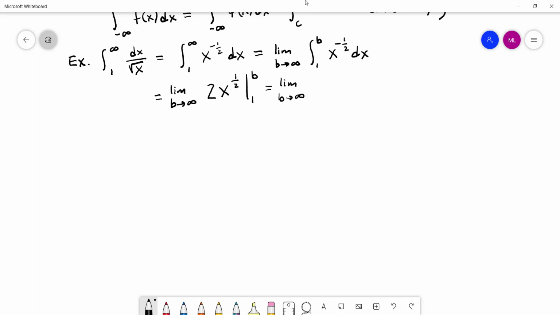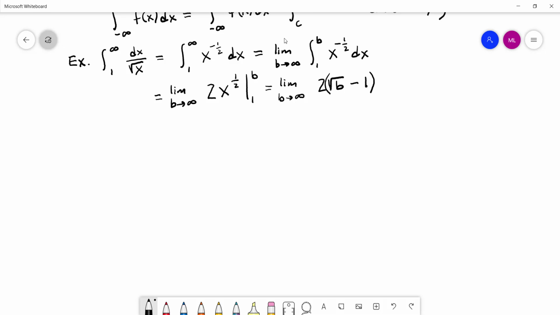Still not evaluating the limit yet, but it's going to be essentially 2 times the square root of b. If I want to rewrite it, you're welcome to write this as b to the 1/2 if you'd prefer, instead of using the square root, minus, and I'll just keep the 2 out of everything. We'll factor it out. When I plug in the lower bound, 1 to the 1/2 is just going to be 1. The square root of 1 is 1. So we get something that looks like this.